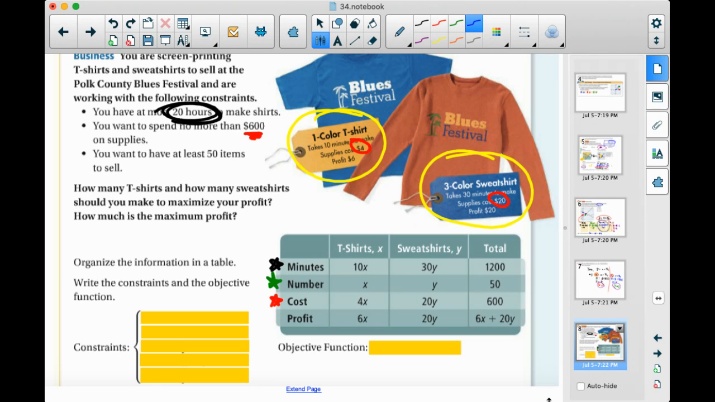And then finally, our last one, our profit. Our profit, we have $6 a t-shirt, $20 a sweatshirt. So we're going to add that. So that is going to be our objective function.